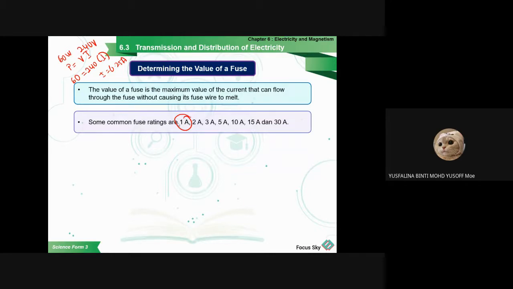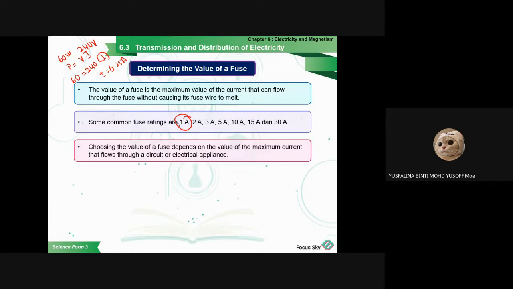If not, every time that you switch on, the fuse will melt and the current will be cut off. So choose a fuse that is higher than the current needed by the electrical appliance. So the value of fuse depends on the value of the maximum current that flows through a circuit or electrical appliance. So this one you need to calculate.